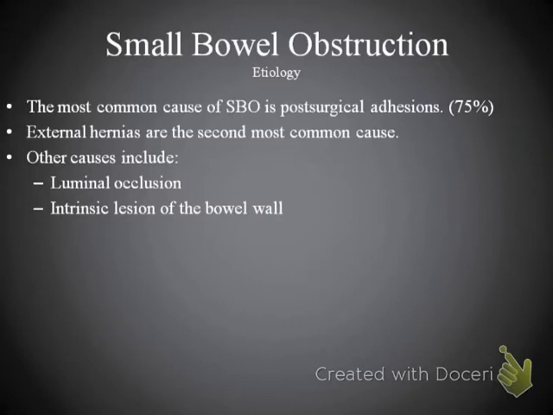Also, external hernias are the second most common cause. Other causes include luminal occlusion, intrinsic lesion of the bowel wall. And this is very interesting because this study says that external hernias are the second most common cause, whereas Crohn's disease and malignancies were considered the second and third cause previously. And so we're really not going to focus on what the second, third cause is. We just want to know that the most common cause is surgical adhesions, and then we have a host of other things that can cause it as well.